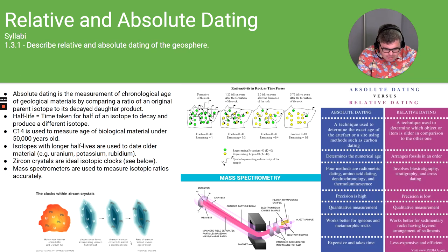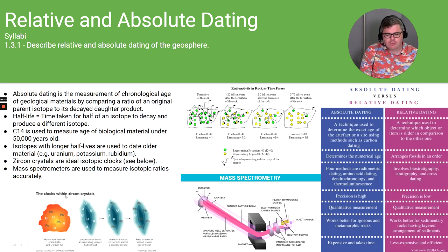Now uranium in the zircon converts to lead at a predictable rate. The proportion of uranium to lead reveals the age of the zircon. So essentially, this zircon crystal is like the oldest hourglass that we know of on Earth.